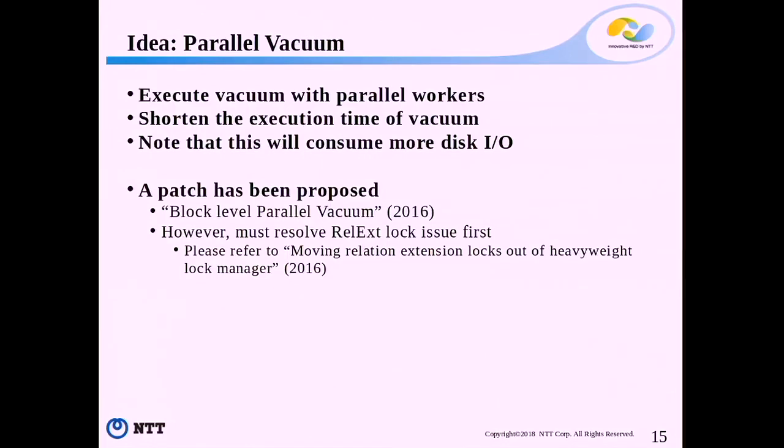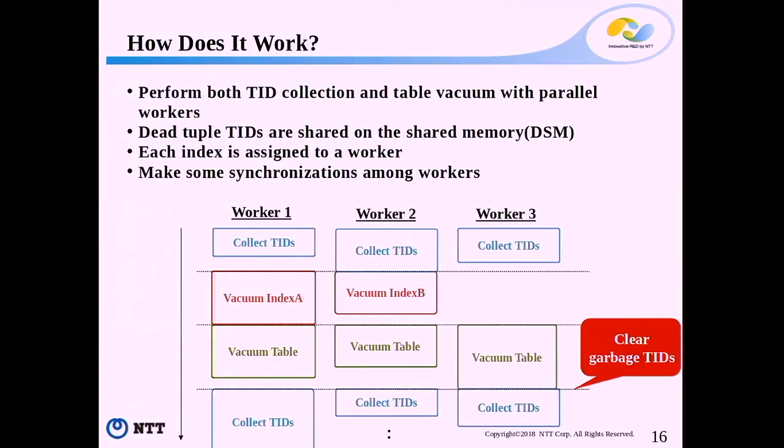And next, let me explain in more detail how parallel vacuum works. This feature is still under discussion, so the design might be changed in the future. But in my current design, the first phase, collecting TIDs, and the third phase, vacuuming the table, are performed with parallel workers. During collecting TIDs, the garbage TIDs are stored in dynamic shared memory and shared among workers. And for index vacuum, each index is assigned to a worker. That means a worker who is not assigned any index has to wait for the other workers to finish.